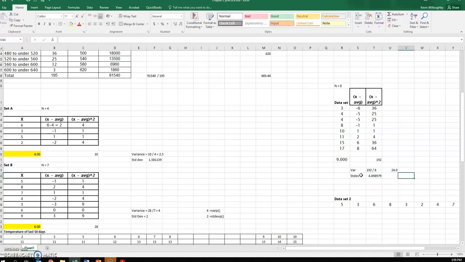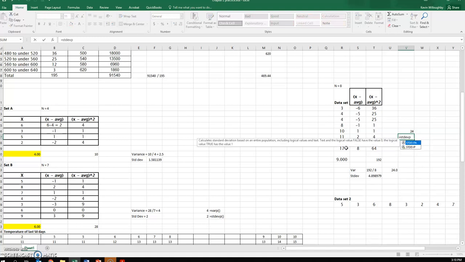4.89. Now, once again, to highlight this, you can use Excel. You can enter those values into Excel and have Excel calculate the variance. But you will need to do this on paper, so it's good practice. But you can check your answers this way. VARP, bracket, highlight all the numbers, close your bracket. You'll get a variance of 24. Same thing with standard deviation. STDEVP, bracket, highlight all the data, and you'll get a standard deviation of 4.89.